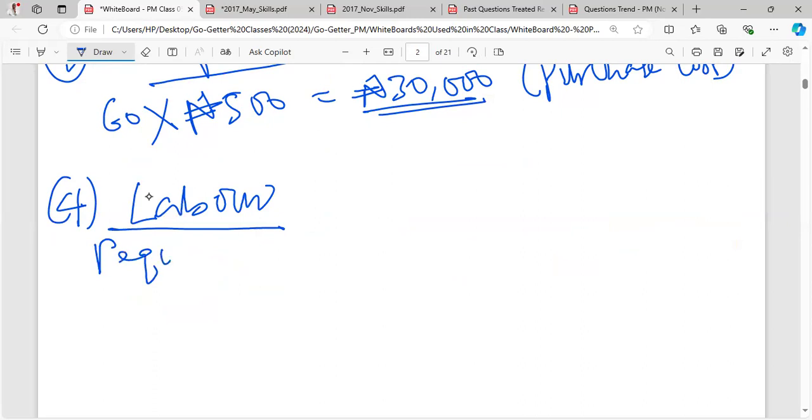Required hours. How many? 240 direct labor hours will be required. So we have 240 hours.